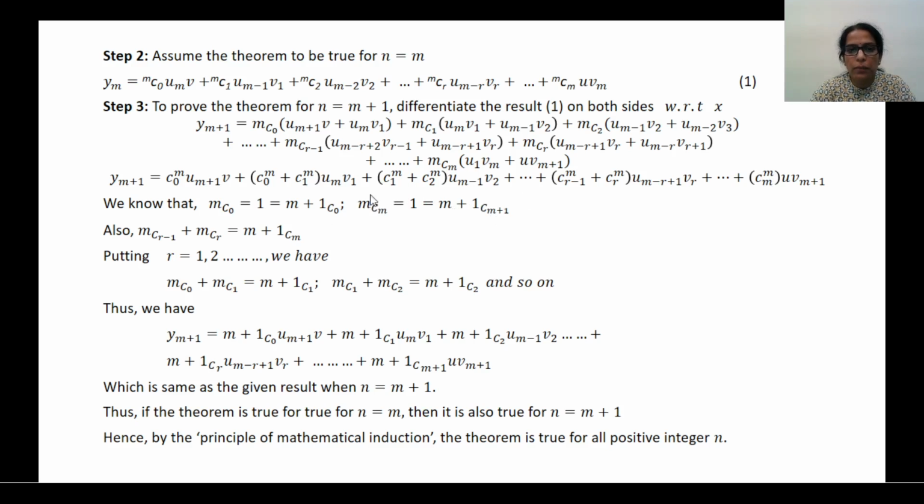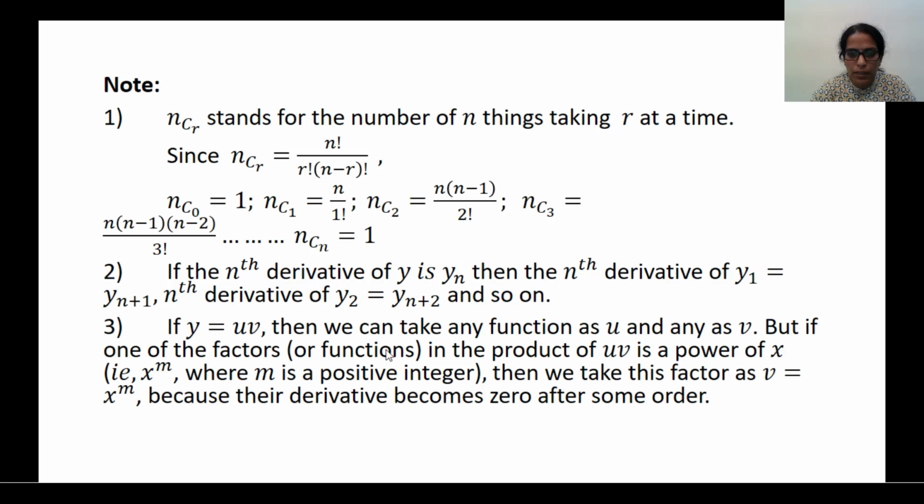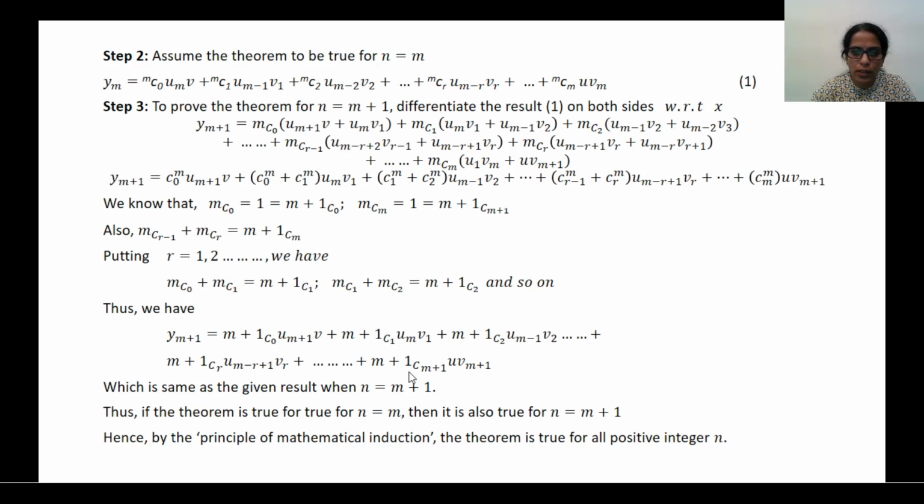Now replace this mCm by m plus 1 C(m+1). Therefore, m plus 1 C(m+1) into u into v^(m+1). Okay, so we have proved the result is true for n equal to m plus 1.